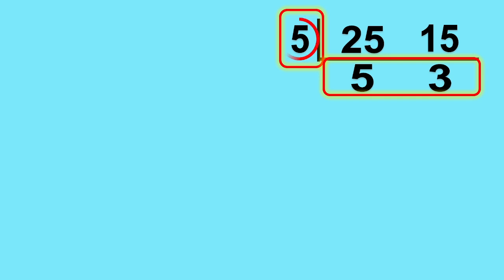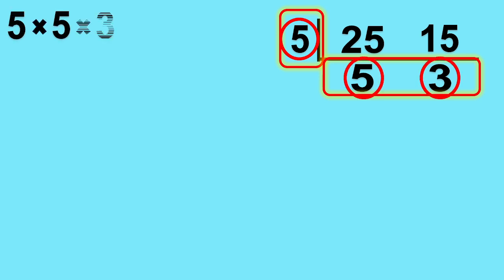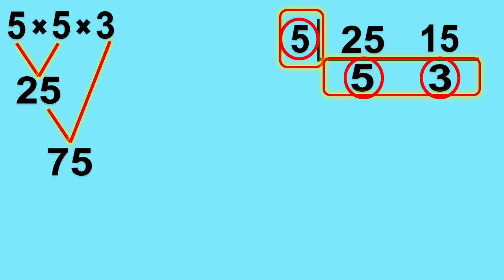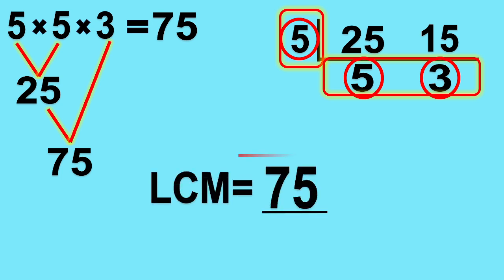So, 5 times 5 times 3. 5 times 5 equals 25. 25 times 3 equals 75. So, 5 times 5 times 3 equals 75. So, the least common multiple, or LCM, is 75.